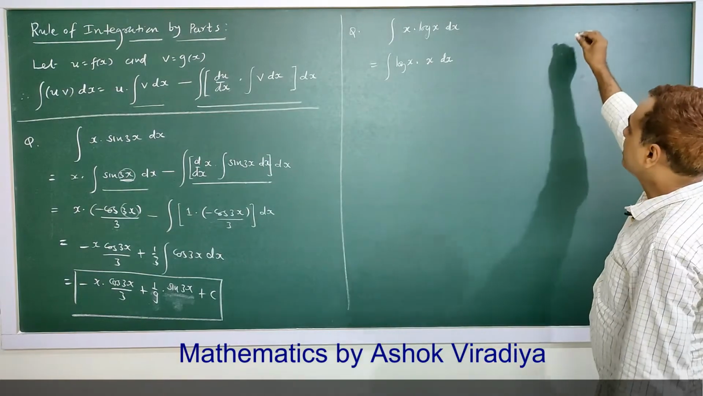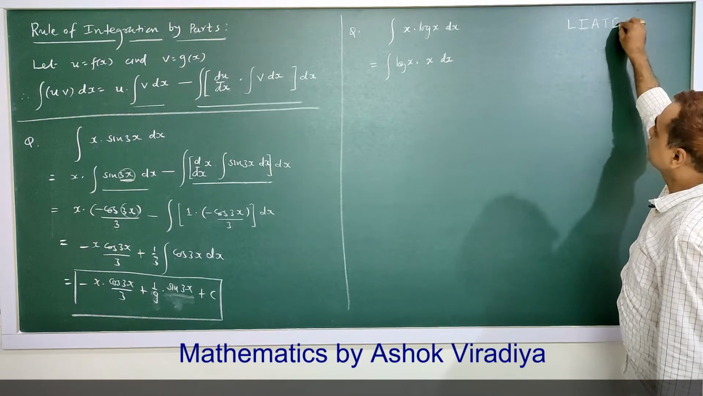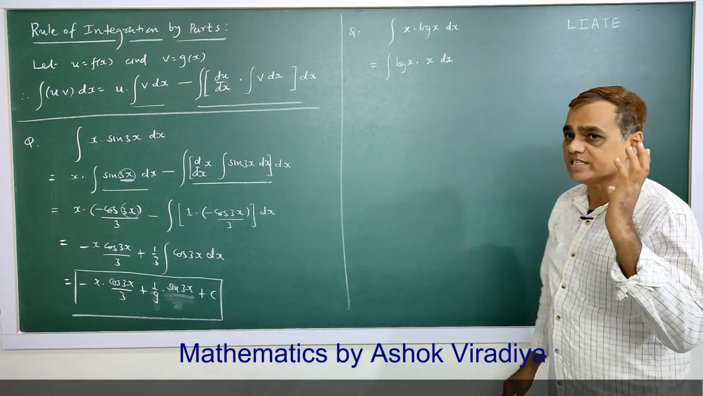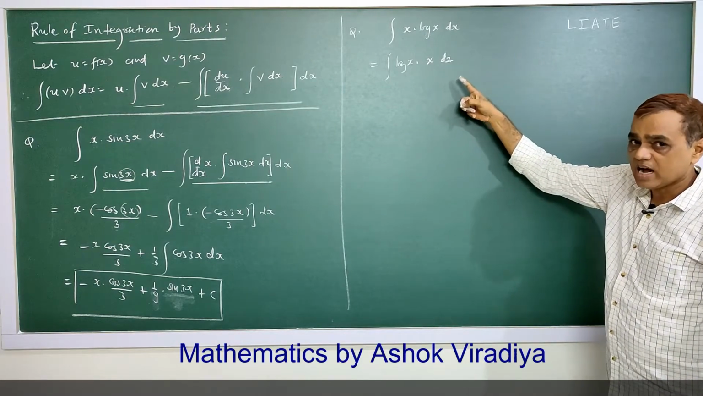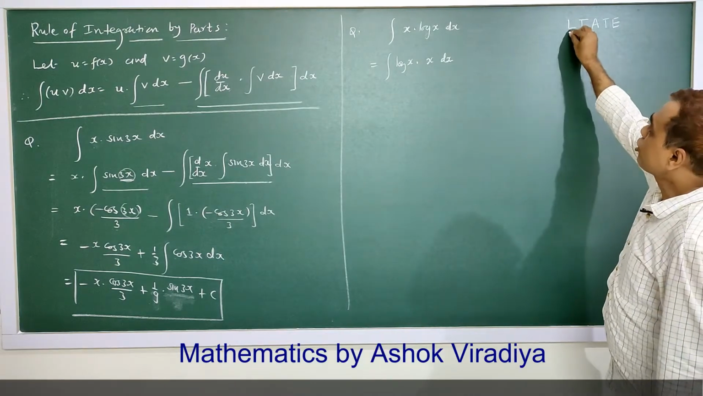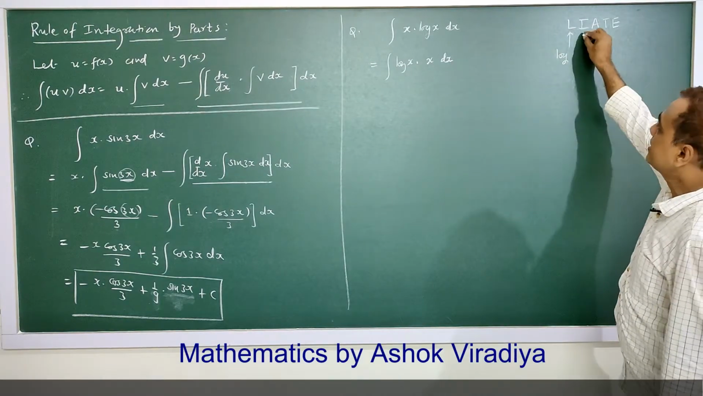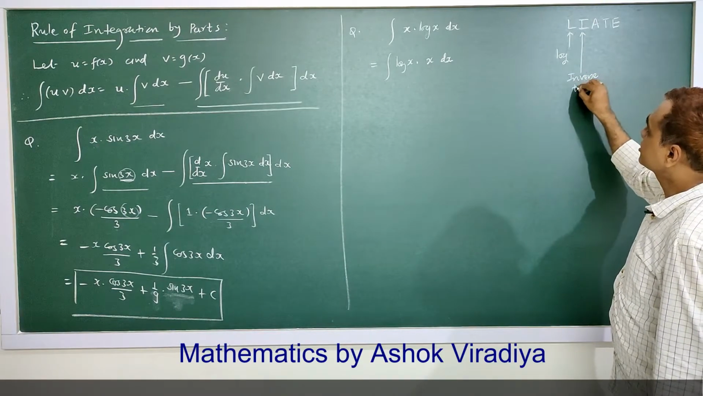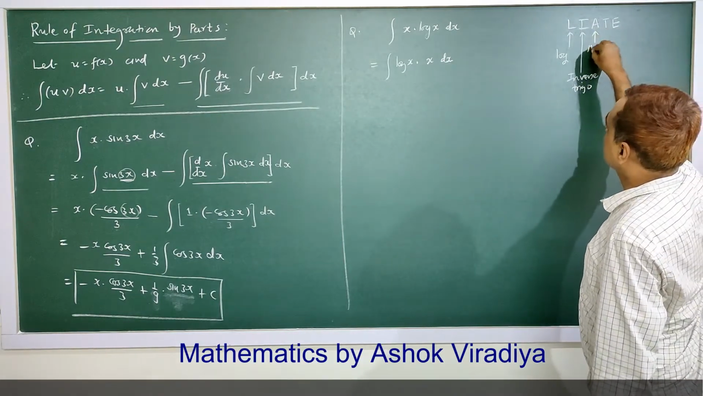Remember one rule. See, LIATE. Remember one key point: LIATE. Choose u and v according to the sequence of these letters. L means log function. I, that is inverse trigonometric functions. A, that is algebraic functions.